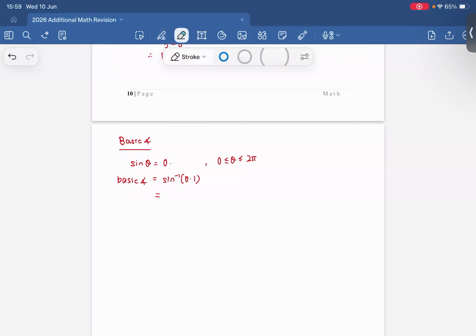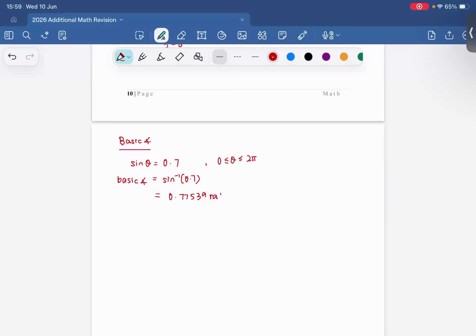So don't use 0.1, 0.1 is not a nice number, use 0.7. Okay, I get 0.77539. This is my basic angle in radian. Then you must know that since this is positive, theta is in the first and second quadrant. How do I know first and second quadrant? You have your ASTC. Because it's sine, so it's these two.